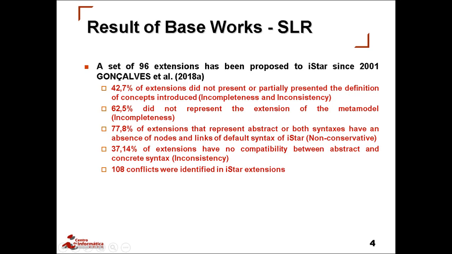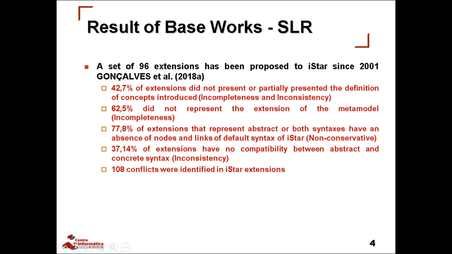62.5% of I-star extensions are not represented in the meta-model, which also represents incompleteness. 77.8% of I-star extensions which have abstract syntax or concrete syntax do not represent part of I-star nodes and links, so they are non-conservative. 37.14% of I-star extensions do not have compatibility between the abstract and concrete syntax. That is, they have inconsistencies between the syntaxes.